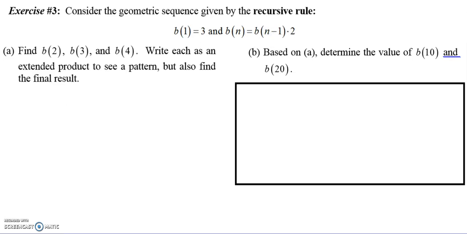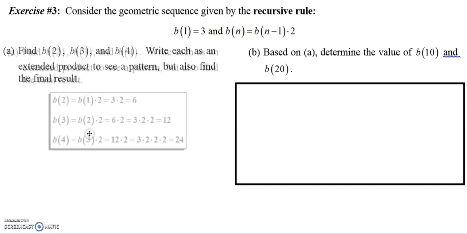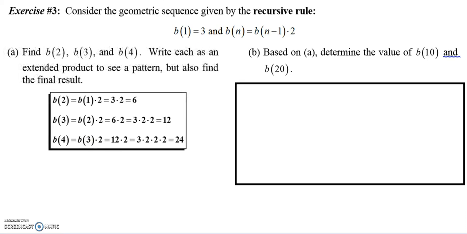Okay? So you guys should be able to easily find b sub 2, b sub 3, b sub 4 with this formula right there. So do that now, please. Okay, how did you do? Should have got something like that. And you can see for b sub 2, you take b sub 1 and multiply it by 2, which b sub 1 is up here. 3 times 2 is 6.